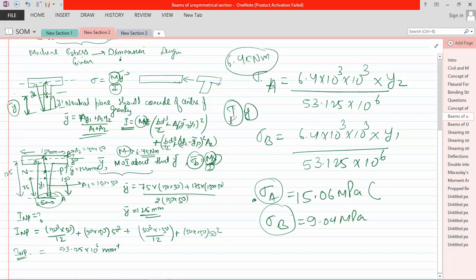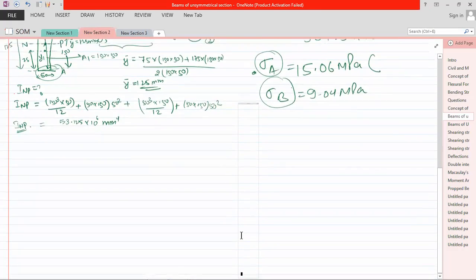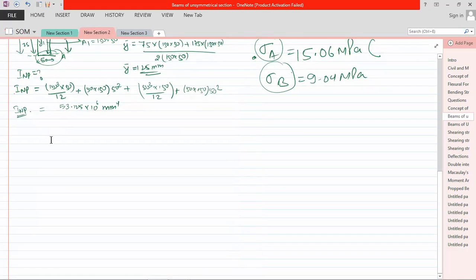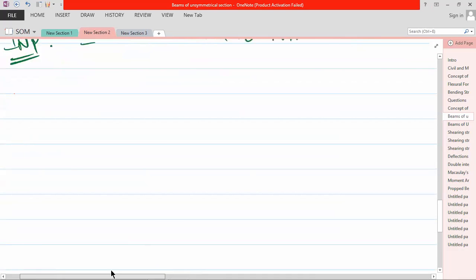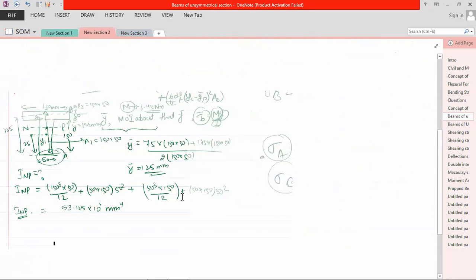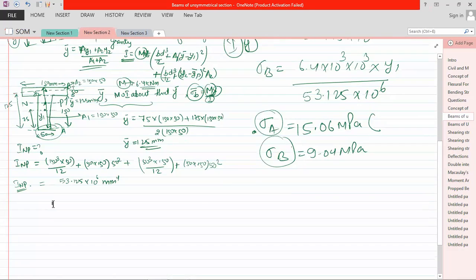Okay. So for unsymmetrical problems, suppose the T section is given. Now suppose an I section is given. Then you need to find y bar, because there are three sections, 1, 2 and 3. Then you again need to find I about the neutral axis. Suppose this is your neutral axis.